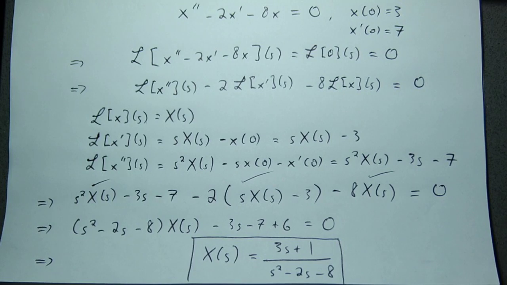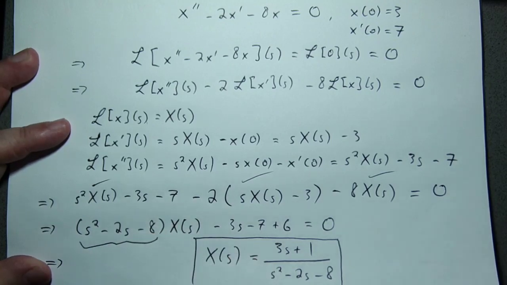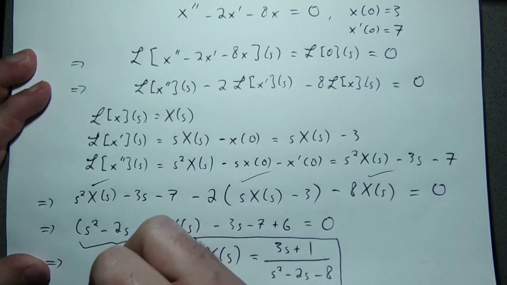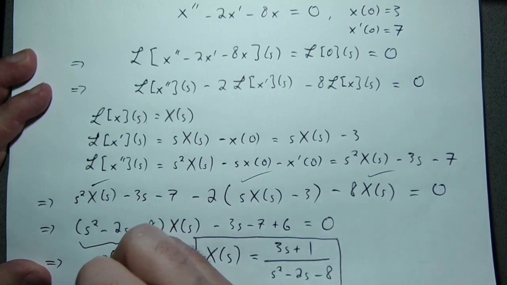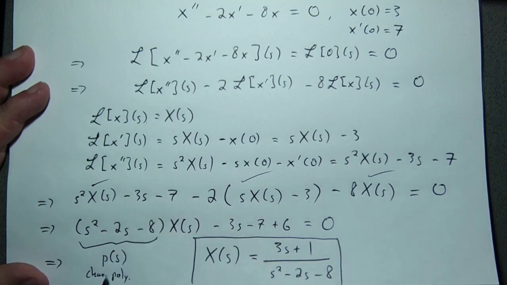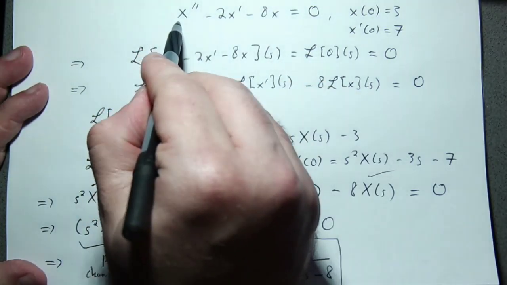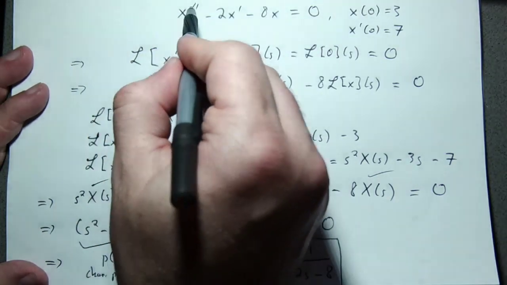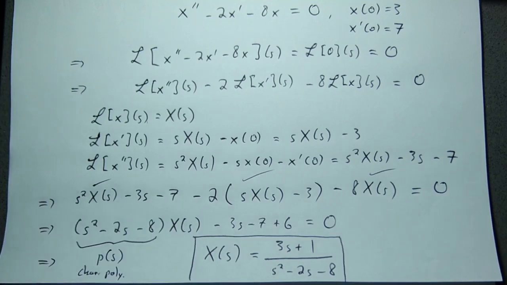Okay, so I'm done. Now, here is something to note. What is this? Well, you recognize this polynomial. This is the characteristic polynomial, P of s. This is the char poly. Look, you can just read it off from this equation. Of course, it's with s plugged in, but it's s squared minus 2s minus 8. There it is. So indeed, this is the characteristic polynomial.